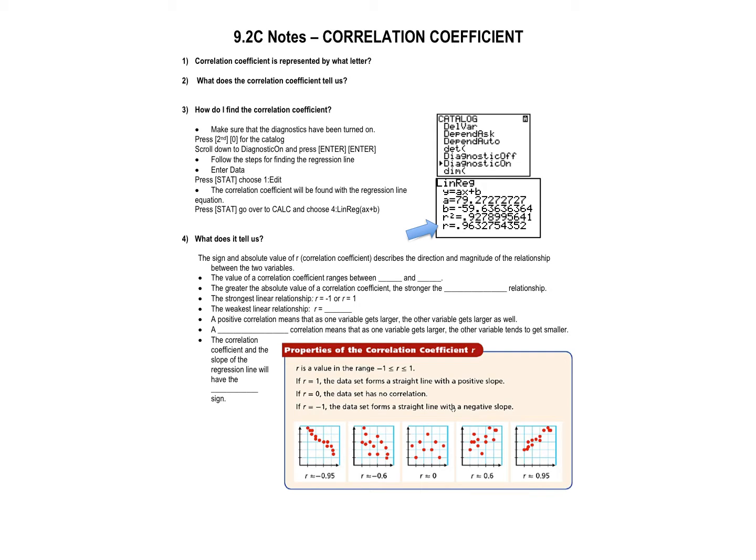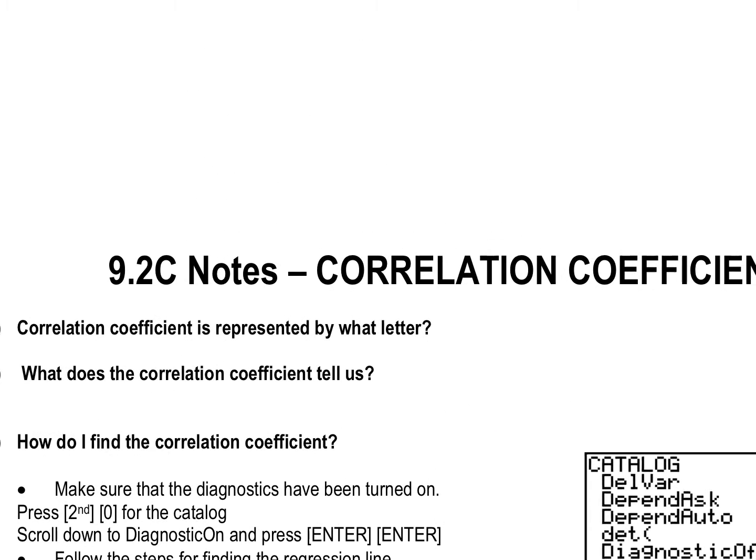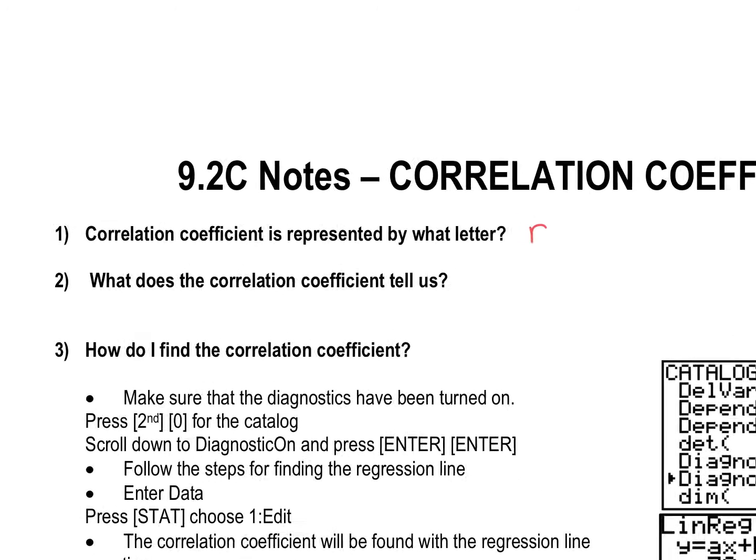This is the video notes for 9.2c, correlation coefficient. The correlation coefficient is represented by the letter R. What does it tell us? It tells us the magnitude and direction of the relationship between the two variables that we're comparing.